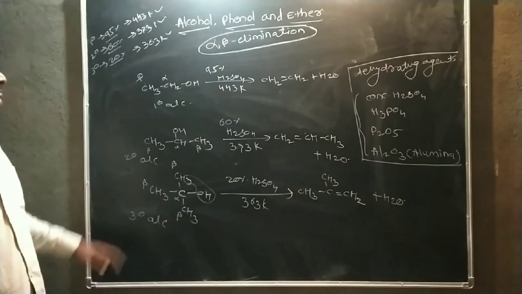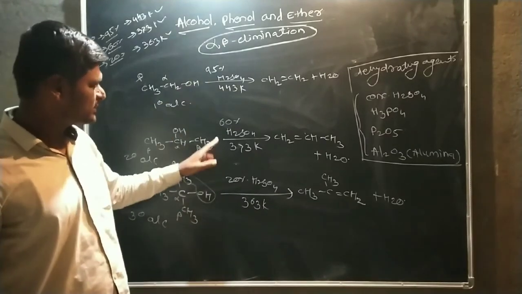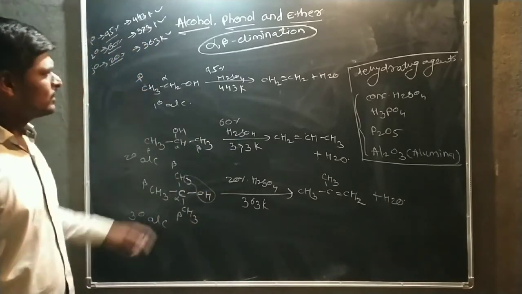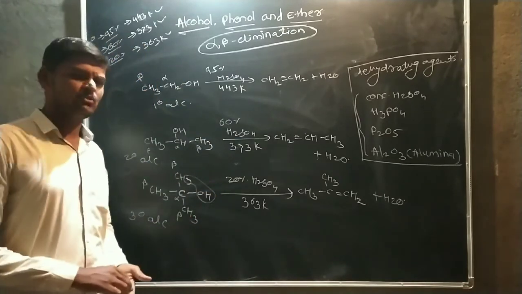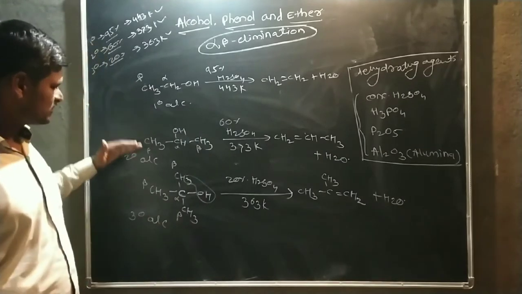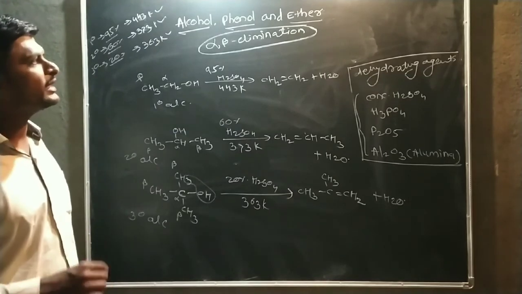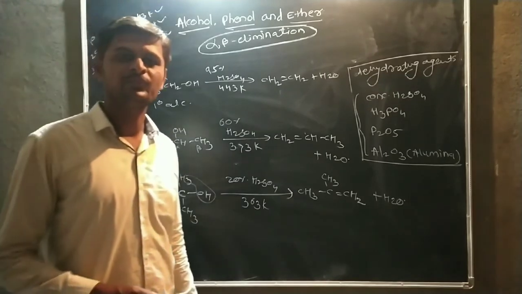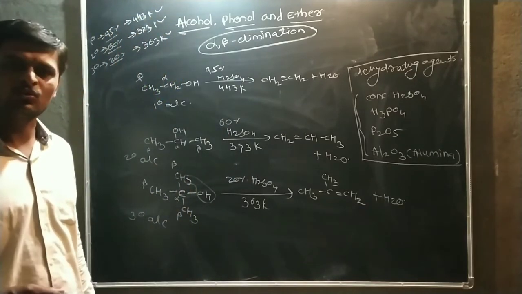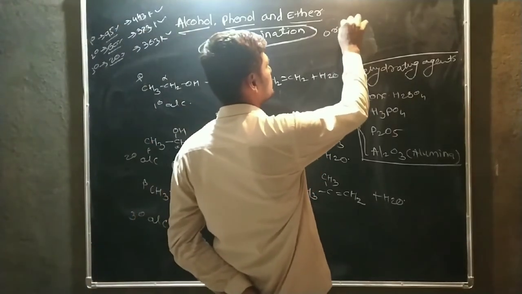Okay. If primary alcohol is reacted at 95%, secondary at 60%, and tertiary at 20%. Why are concentration as well as temperature variable for primary, secondary, and tertiary alcohol? Because of the order of alcohol with respect to dehydration. This is the most important point.